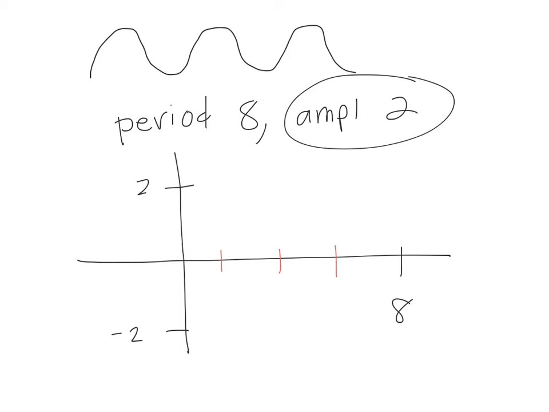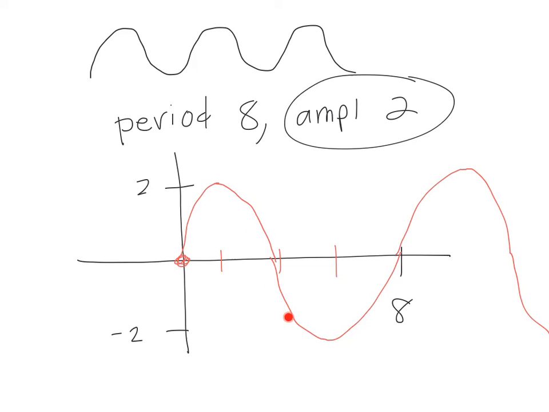I'm going to start in the middle and go up. So I go to the max, I go to the 0, I go to the min, I go back to the 0. And I keep going up, 0, min. Therefore my period is from 0 to 8 because it starts repeating itself right here after 8. And it's going up to 2 and down to 2, so the amplitude is 2.